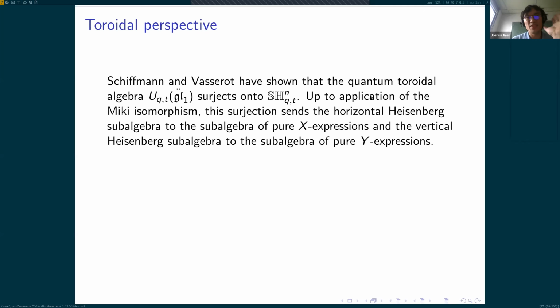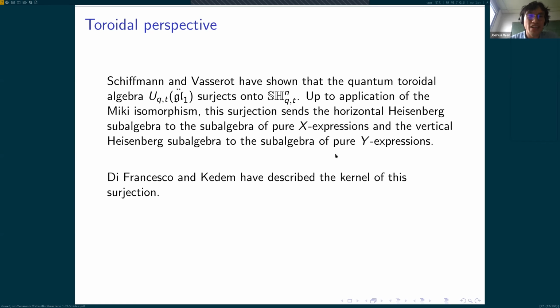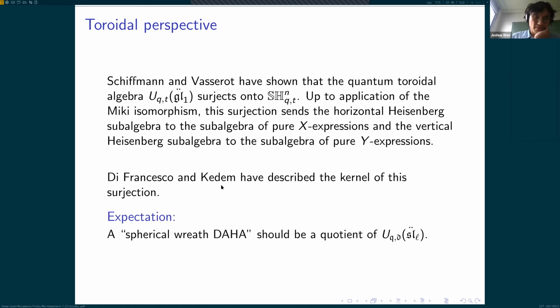Up to possibly doing the Miki automorphism, this sends the horizontal Heisenberg to the pure X expressions and the vertical Heisenberg to the pure Y expressions. So like what you just said, the vertical Heisenberg goes to the Macdonald operators. Moreover, this kernel is even explicitly described, for example by Philippe and Renaud. So trying to have a spherical wreath DAHA, I expect you should have something like a quotient of this higher rank toroidal algebra.